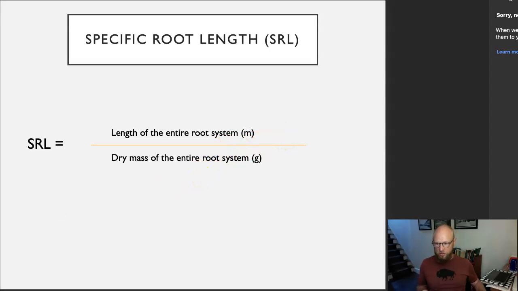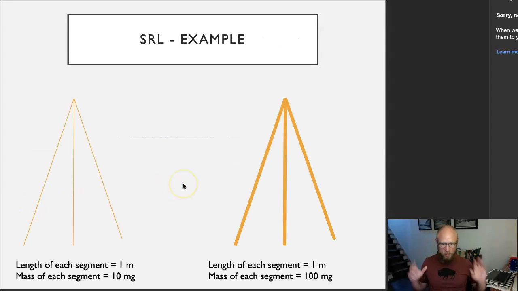So let's just talk about an example. Let's say we have two different root systems. These drawings are supposed to represent two root systems. Each one of these lengths of the root system is 1 meter, and the mass of each section is 10 milligrams. So if we were to calculate the specific root length, we get to draw.